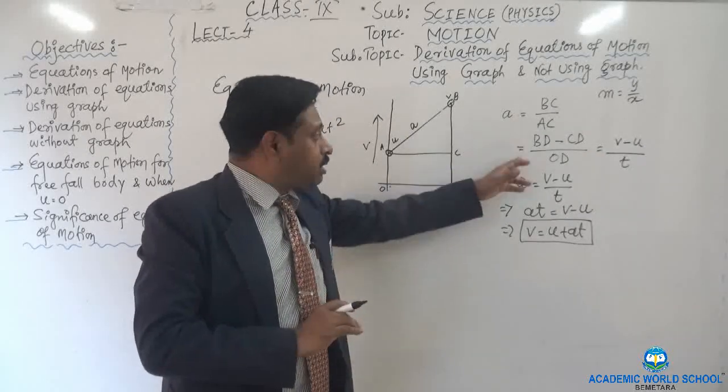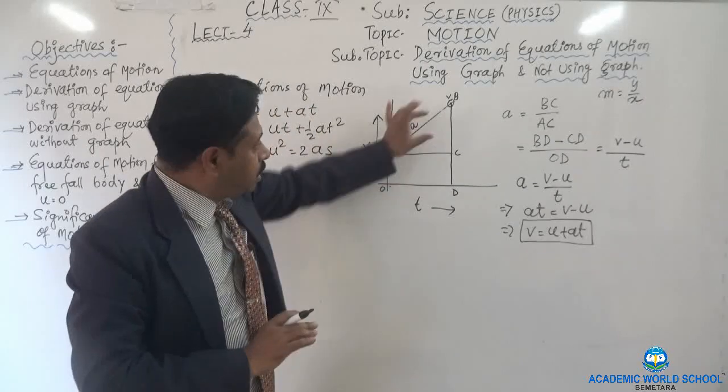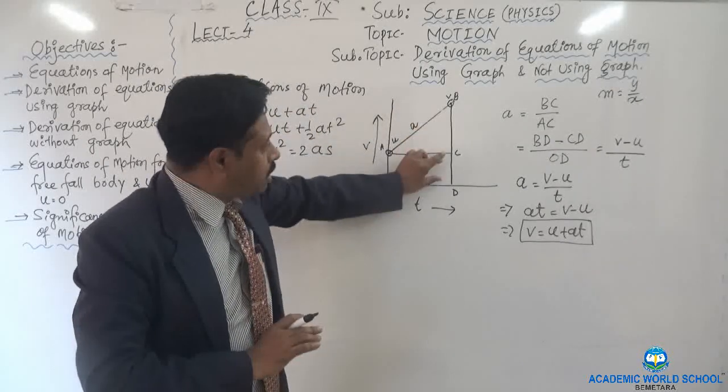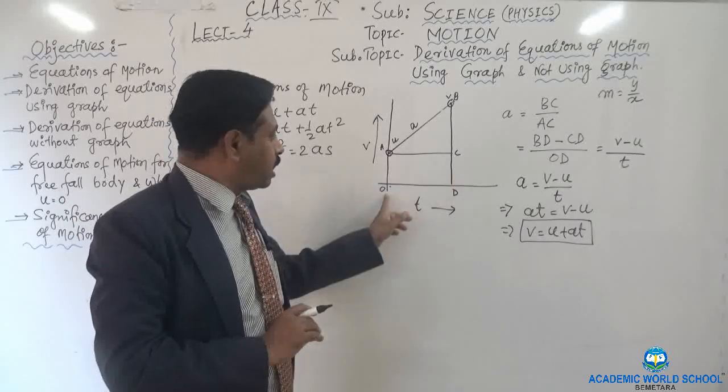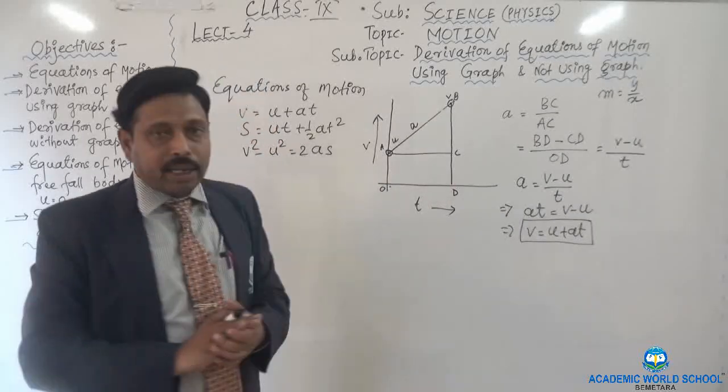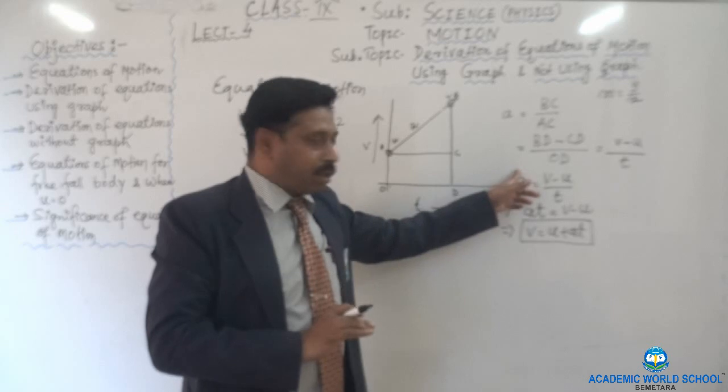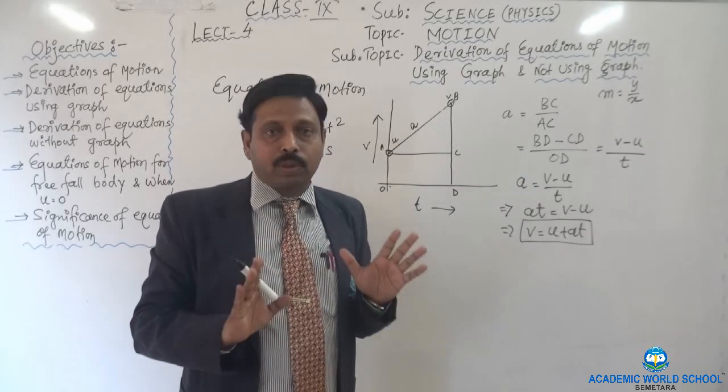Now BC is equal to BD minus CD. And AC is parallel to OD. So I can write OD in place of AC. Okay. So now you have to put the values.